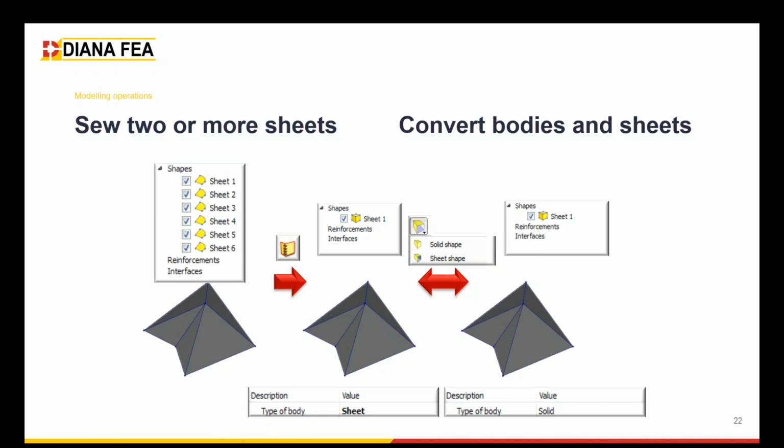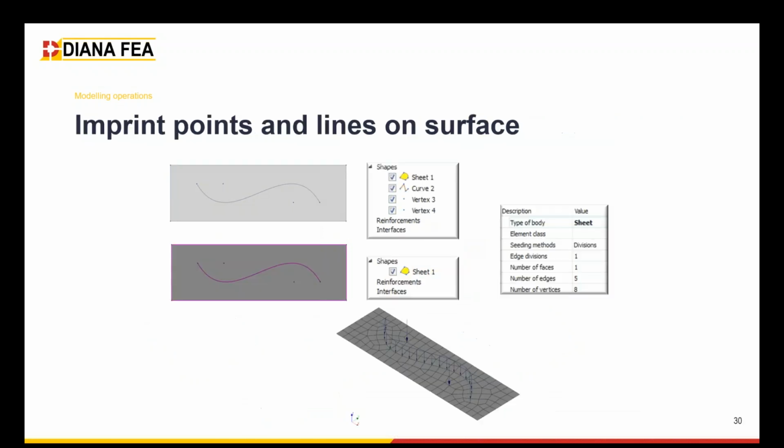We have other options in order to improve your geometry. So you can sew 2 or more sheets. You can convert body and sheets. So from a body, you can extract a sheet. From a sheet, you can make a body. So it works in both directions. For any operation in the model with respect to the loads and boundary condition, you can use the imprint options to have the trace and track of the imposed load, or boundary condition acting on your reference geometry. So this is also a nice feature.